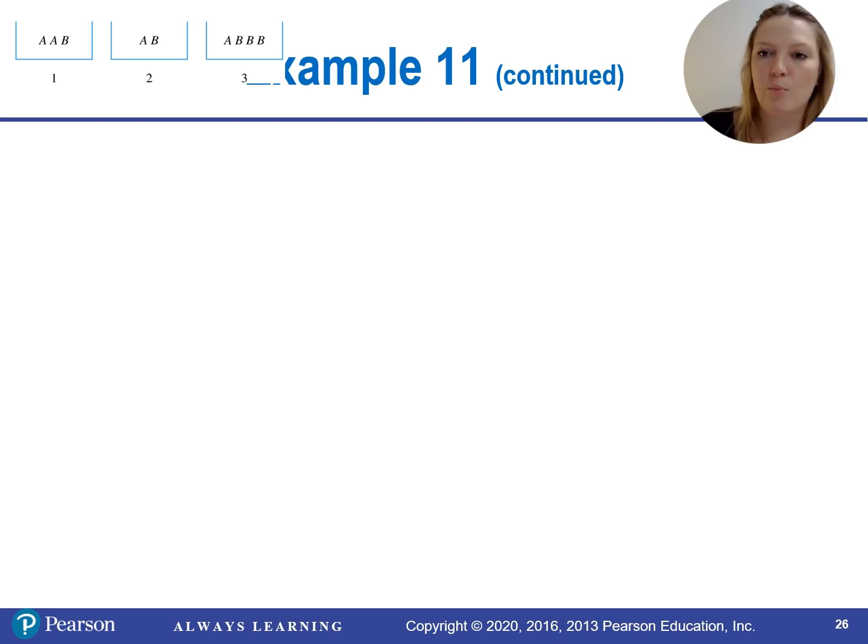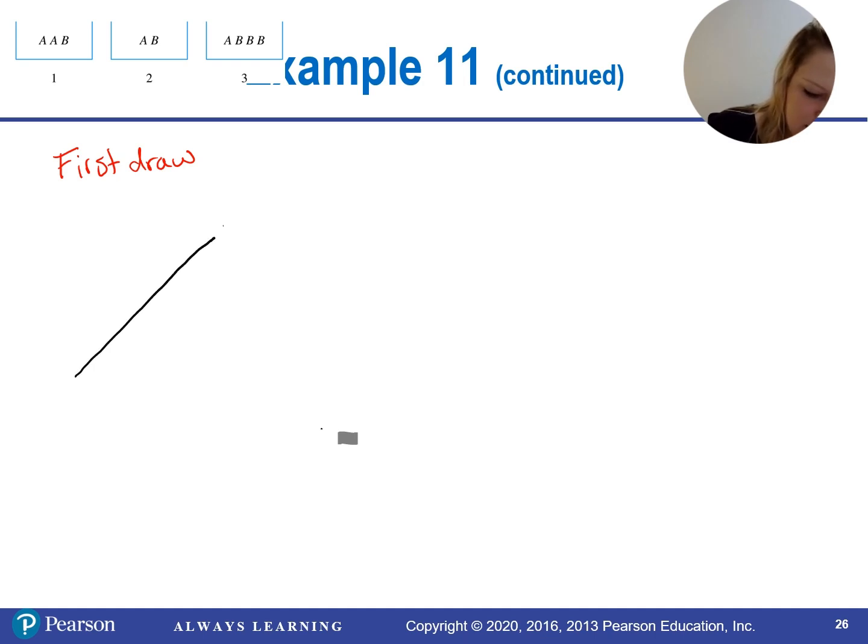So if we want to think about this outcome space, we would probably benefit from a tree diagram. So when we start out, we're going to have our first draw. We have 2 A's and 1 B in that first box. So we could take either an A or a B from box 1 and move it into box 2.